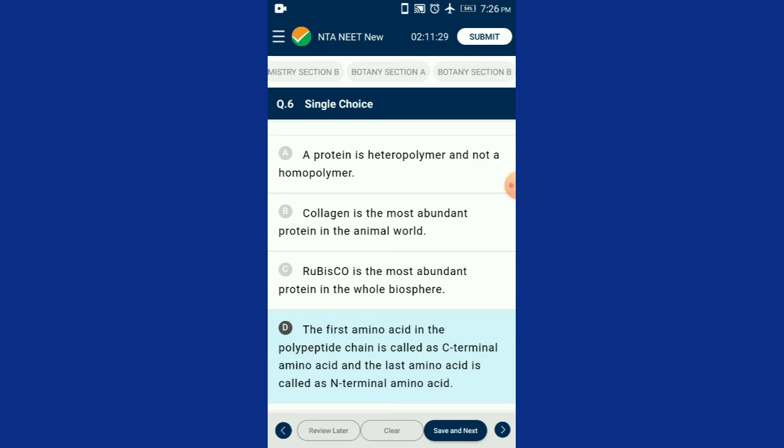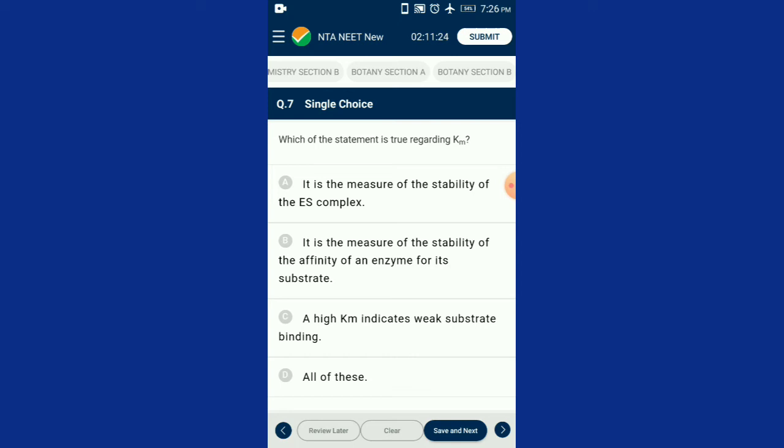Question number 7. Which of the statements is true regarding Km? Michaelis and Menten in the year 1913 introduced a constant, that is the Michaelis constant. It is a mathematical constant which indicates the substrate concentration at which the chemical reaction catalyzed by an enzyme attains half of its maximum velocity, that is Vmax. Km indicates the affinity of the enzyme for its substrate. So the answer is option D. The statement is true regarding Km. What is the meaning of Km? Km, that is Michaelis constant. All the statements are correctly given.